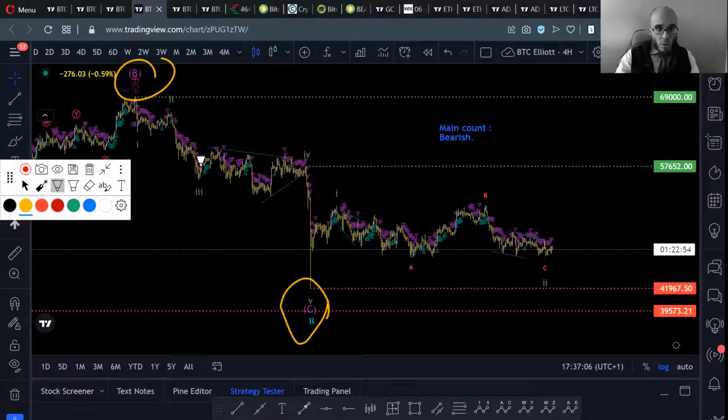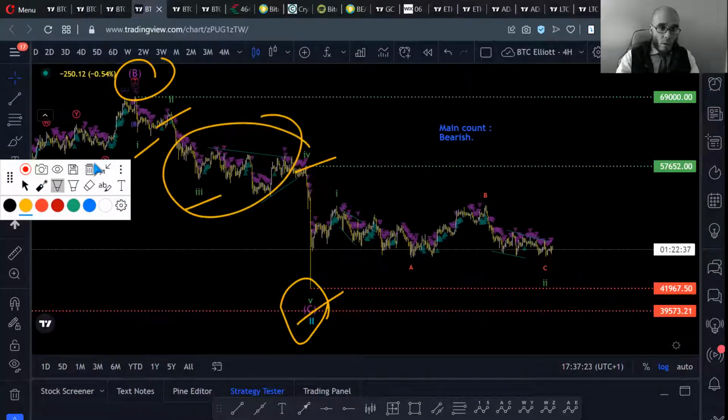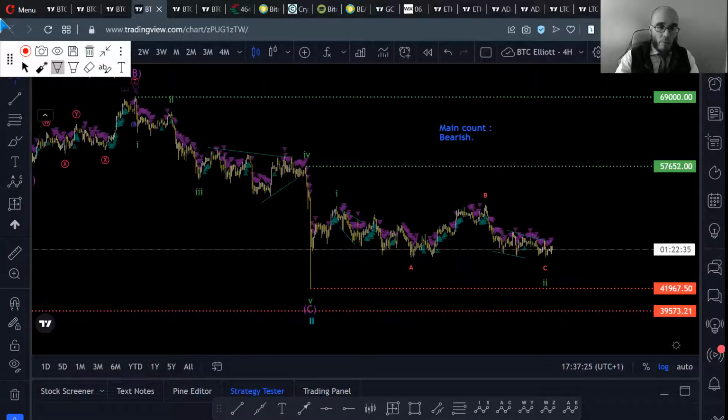I'm not going to talk too much about the wave structure, but you can see that we had 5 waves in the C wave, which is normal. So wave 1, 2, 3, 4, and 5, with 4 forming a triangle. That's normal wave behavior for wave C.